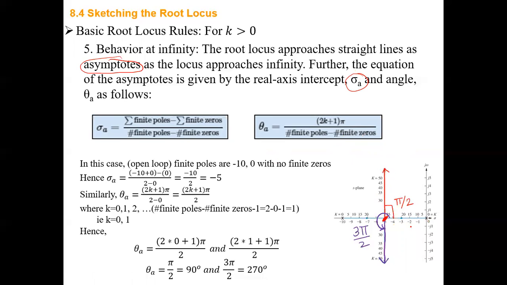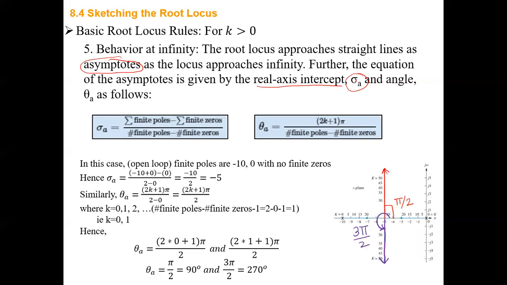So how about this one? In this case, these are my asymptotes, right? And my root locus starts from here and goes along the asymptote like this. Similarly, on the other side, it goes like this. But the thing is, where do those root loci meet on the x-axis, on the real axis? That point is called the real axis intercept.